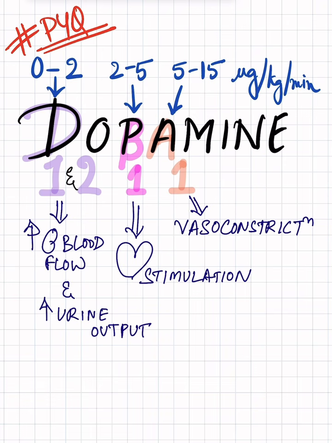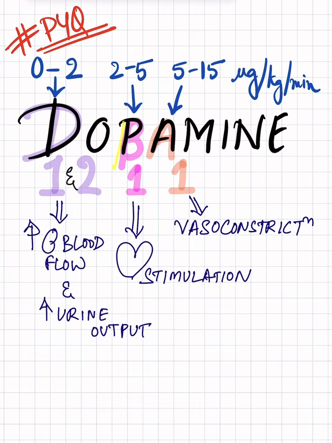The first letter of the word dopamine is D and the infusion rate is 0 to 2. So when dopamine is given at a rate of 0 to 2 micrograms per kg per minute, it acts predominantly on D1 and D2 receptors. These receptors increase the blood flow in the mesenteric and the renal blood vessels, which will lead to increased renal blood flow and increased urine output.